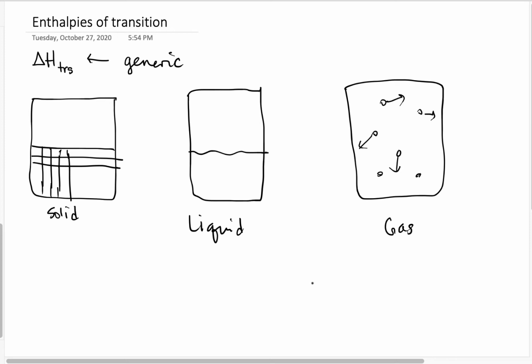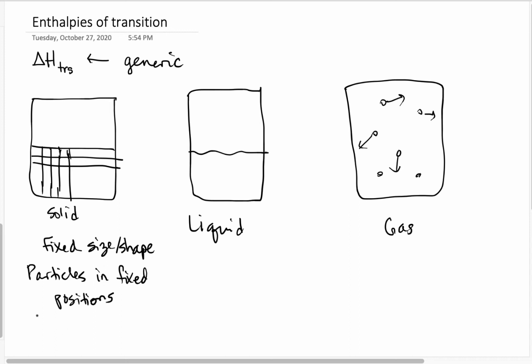So if we think about the differences between these three phases of matter, we know that our solid has a fixed size. It also has a fixed shape. And the particles are kind of stuck in one place. The bonds can vibrate, but they are in fixed positions, and that's part of why they are fixed in size and shape. So I'm going to refer to this as a condensed phase as well, which means that the matter is all stuck together.